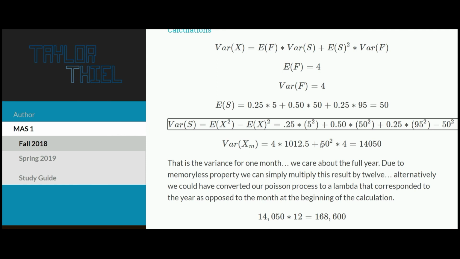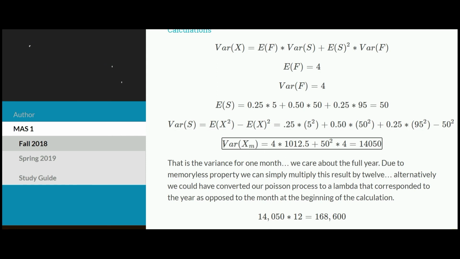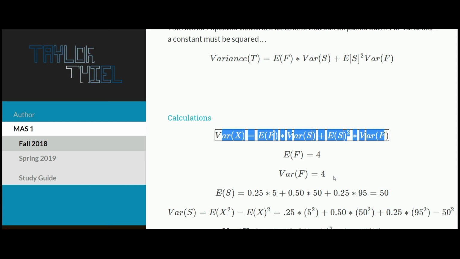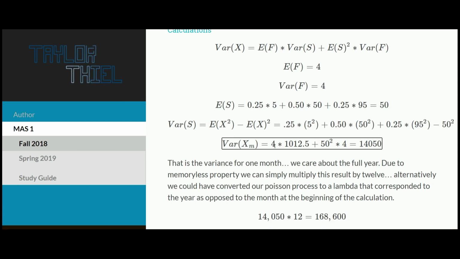So now what I did was calculate the variance, and unfortunately I have a subscript m here because, again, I did it for a month, and so that's just plugging and chugging for this formula. So the expected value of our frequency multiplied by the variance of our severity plus the expected value of our severity squared multiplied by the variance of our frequency. And all of that is equal to 14,050.